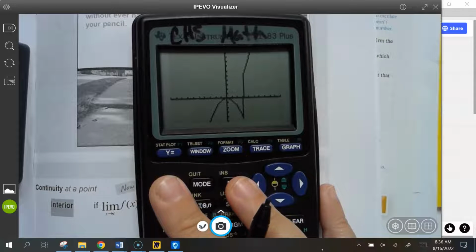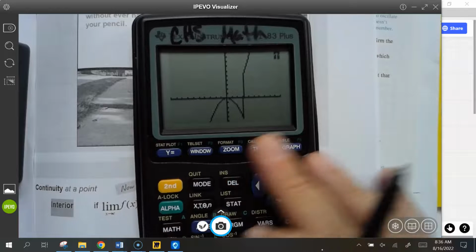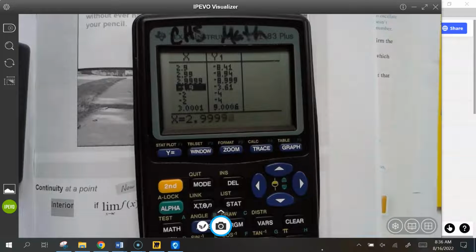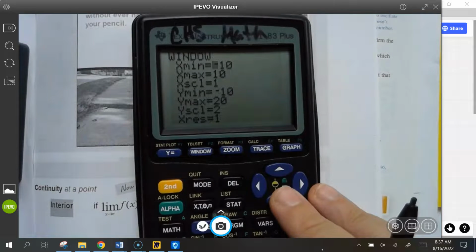Since I'm coming from the left, I need to start at like 2.9, 2.99, 2.999. But I think it's going to be negative infinity. Maybe it's not. Oh, it's not. I didn't take it down far enough. So I guess going to -9. I'm going to assume if I adjusted my window some, I would see that.